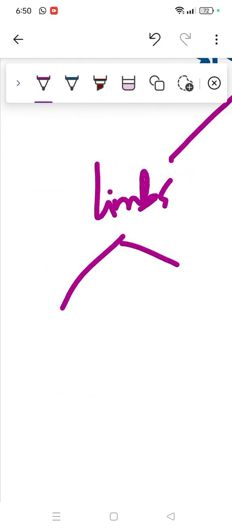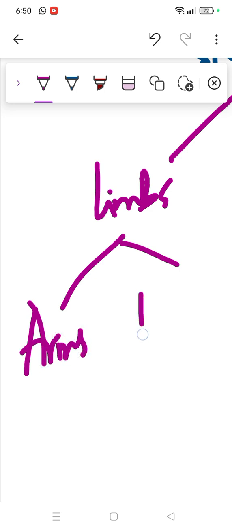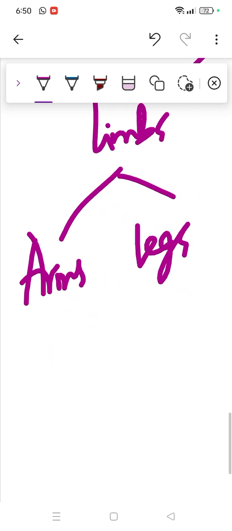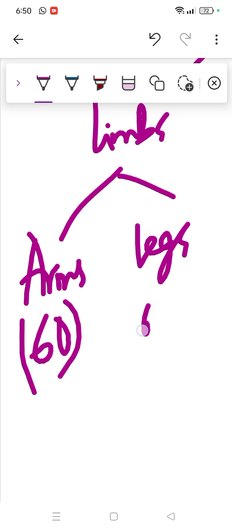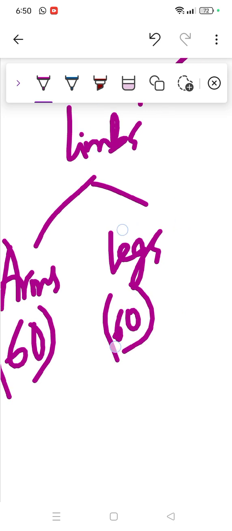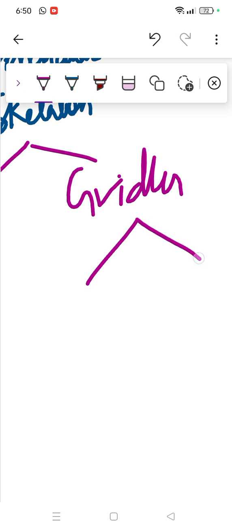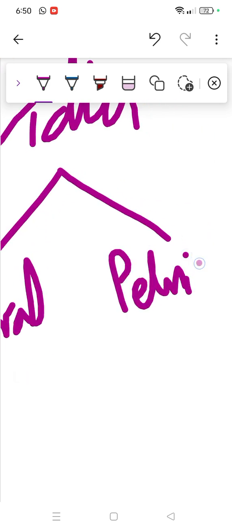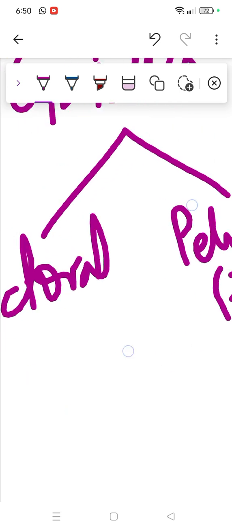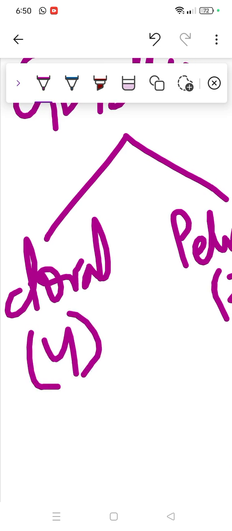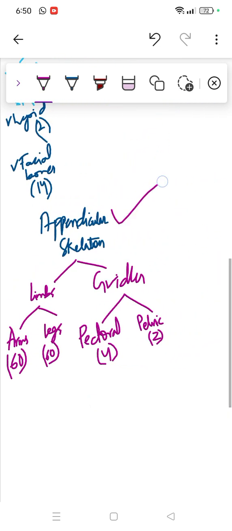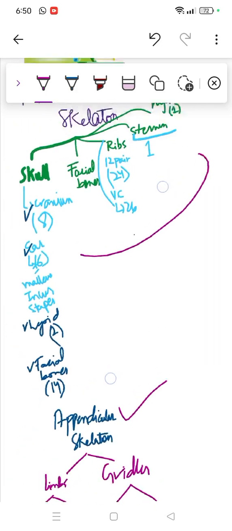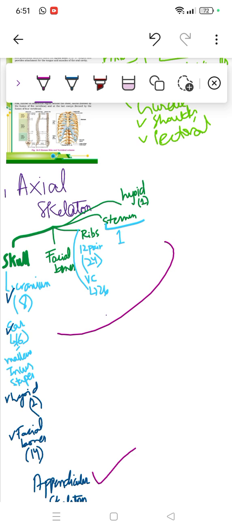Limbs are again divided into different parts. What are these? We have arms and legs. Arms and legs together have around 60 bones. Then we have the girdle, which has two more divisions: pectoral and pelvic. For the pelvic we have two, and for the pectoral we have four. So these are all the divisions of the appendicular skeleton, and of the axial and appendicular skeleton.